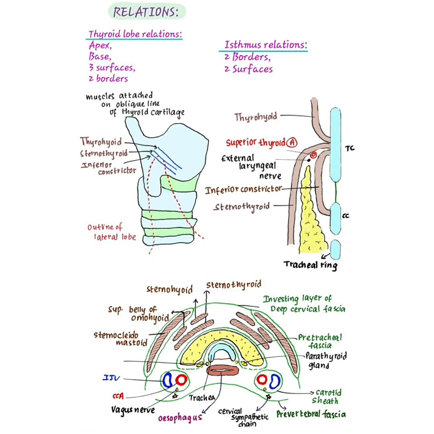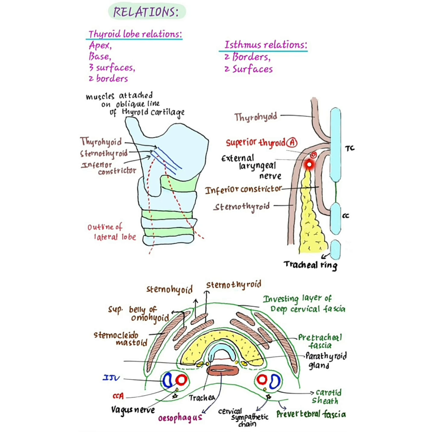Relations of the thyroid lobe, relations of the isthmus. Each lobe is pyramidal in shape. It presents an apex, base, three surfaces and two borders. First, let's see about the apex. It is directed upwards and slightly laterally.